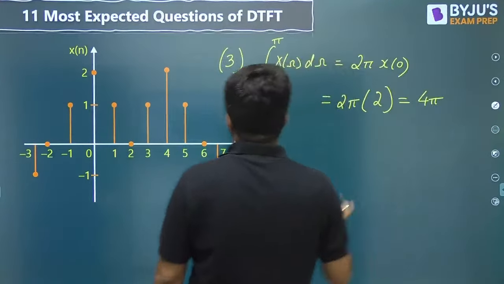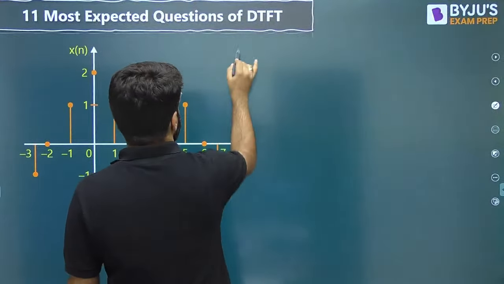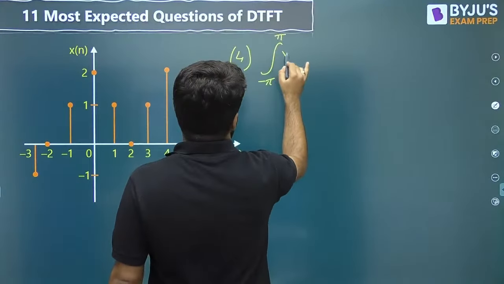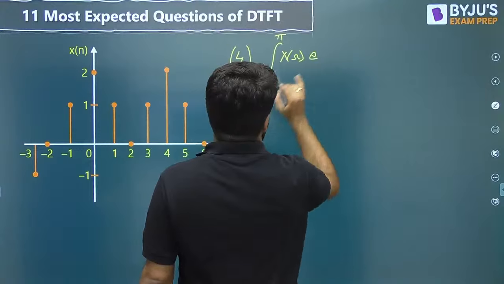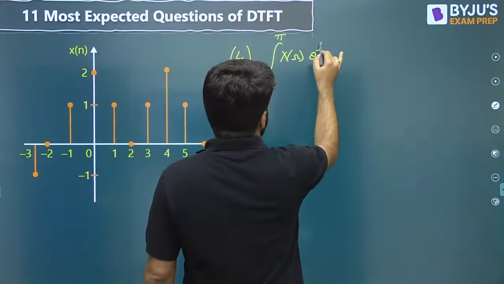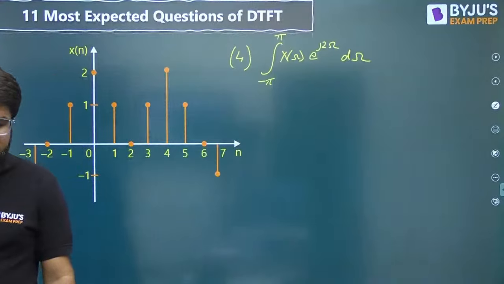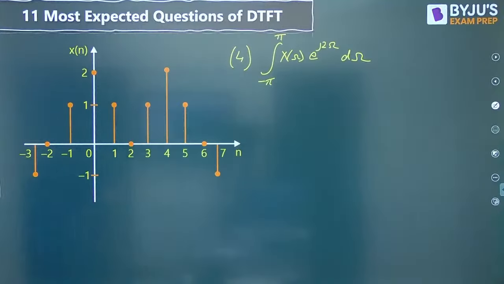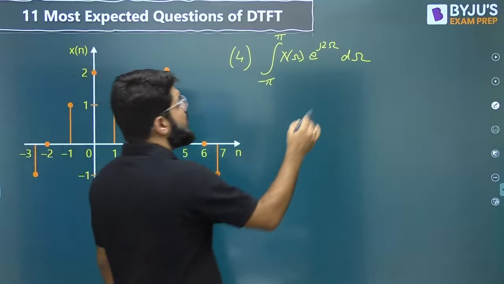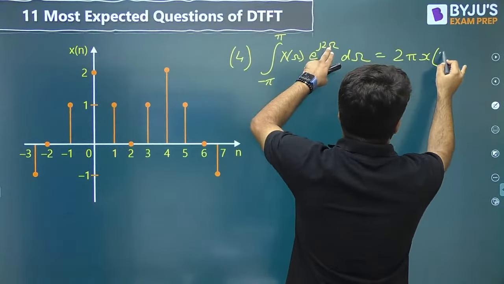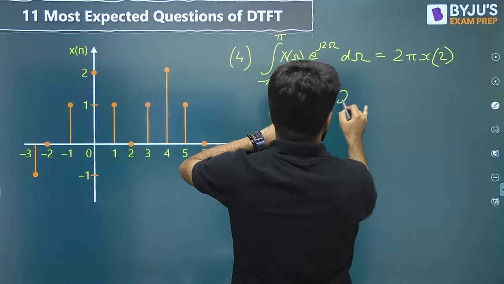Next question, moving to the fourth one. This one was very simple. Third is done. The fourth one is again the integral over one time period of x of omega e to the power j omega n naught d omega, which is given by 2 pi x of n naught. What is the value of n coming? 2. So this is also a simple question.